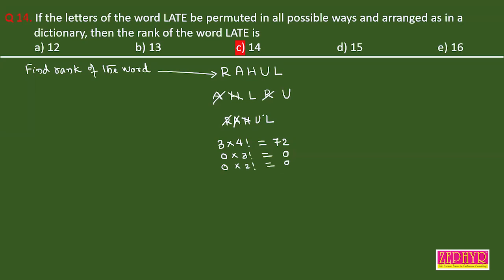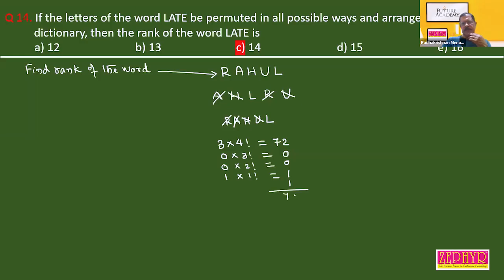Okay. Now, there is one letter on the left of L, into 1 factorial. So 73 words come before the word RAHUL. So you add 1, you will be getting 74. Like that. Okay.